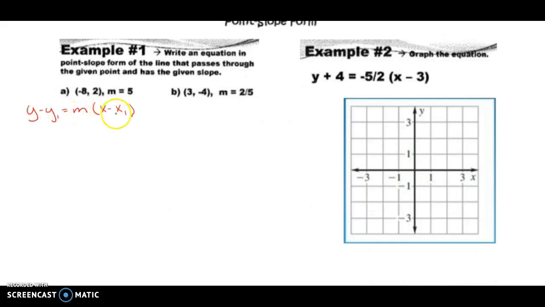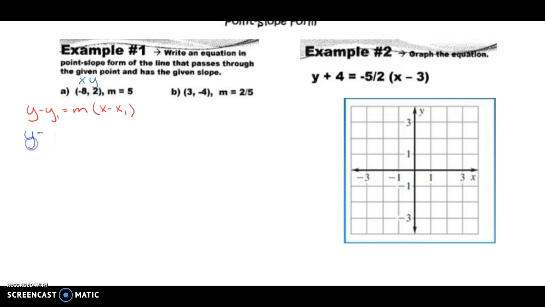Right here I've written in the formula that we are using. It is point slope form. Here we're going to go ahead and identify which one is x and which one is y. So this one is x, this one is y. So as we work it through, remember that this is a minus sign. If you're going to mess up somewhere, that is usually the place that you mess up.